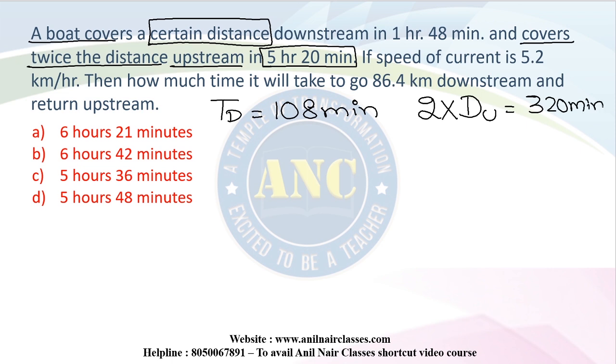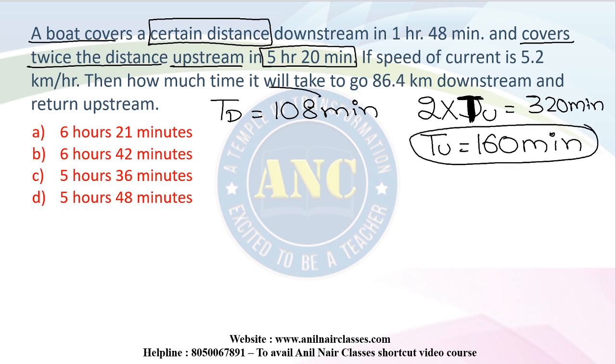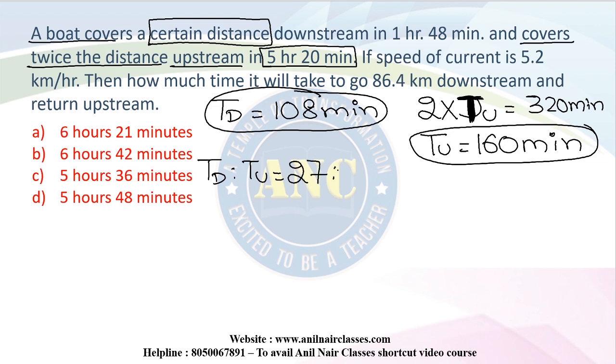But we are not interested in 2 times the upstream distance. We are only interested in 1 time the upstream distance. Time taken to travel 2 times the distance upstream is 320 minutes, so for 1 way it is half of 320, which is 160 minutes. So downstream time is to upstream time is 108 is to 160, which can be simplified by 4: 4 into 27 is 108, 4 into 40 is 160.